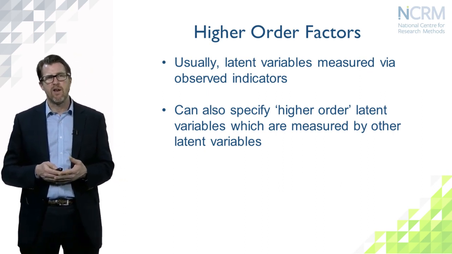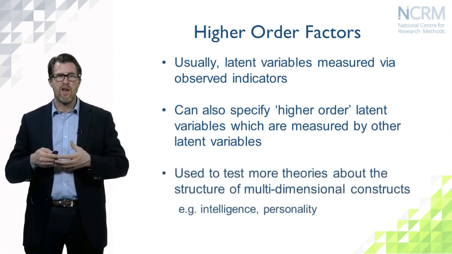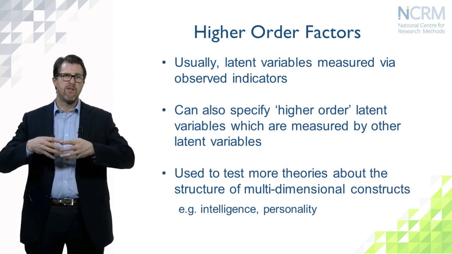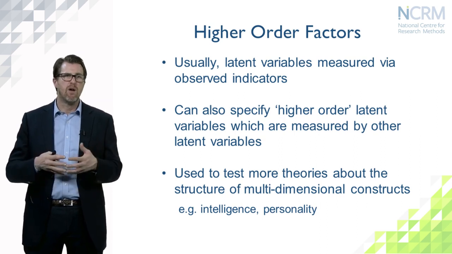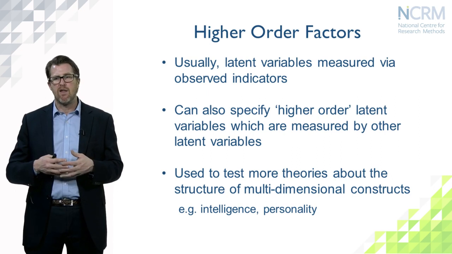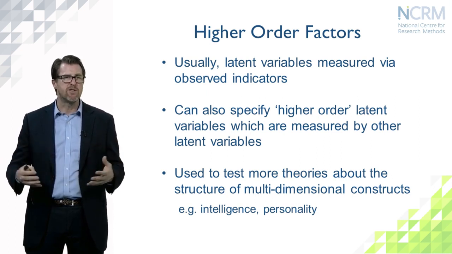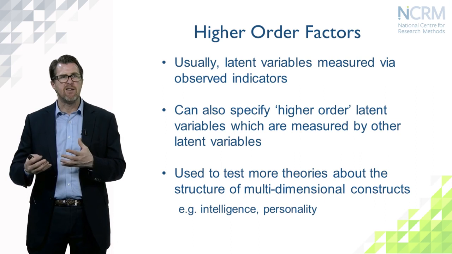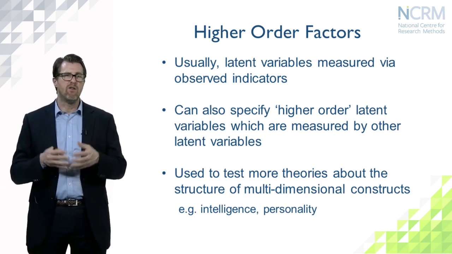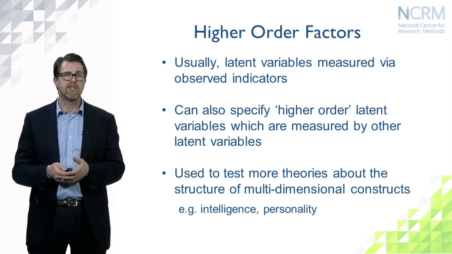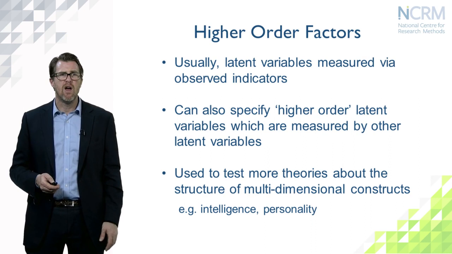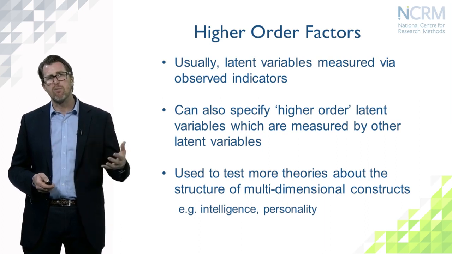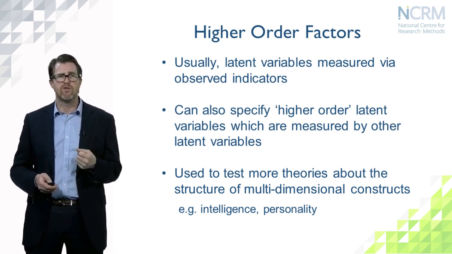Now, this is an approach which is often useful when our theories are not so much about the relationship between variables, but are about the dimensional structure of the data. For example, in psychology, there are debates about the number of personality dimensions, and often belief systems and so on. It's important to understand how many different dimensions there are, in addition to how those dimensions might be related to other variables. So intelligence, personality and so on, higher order factor models can be useful. They can also be applied in a longitudinal context.